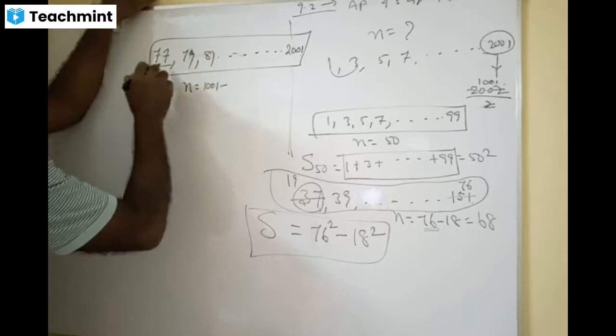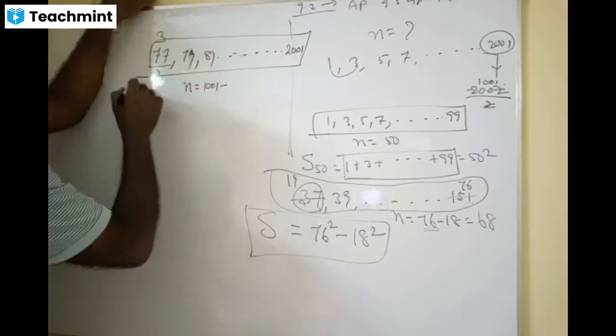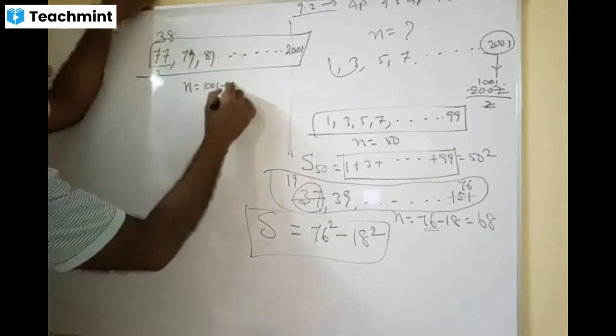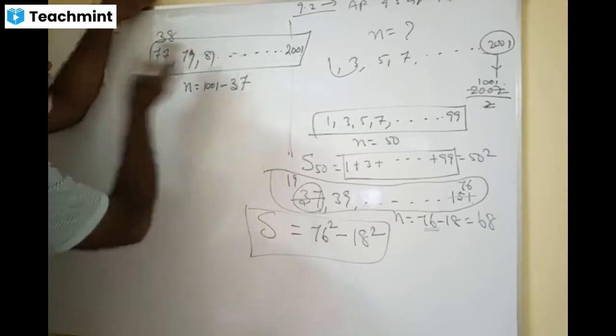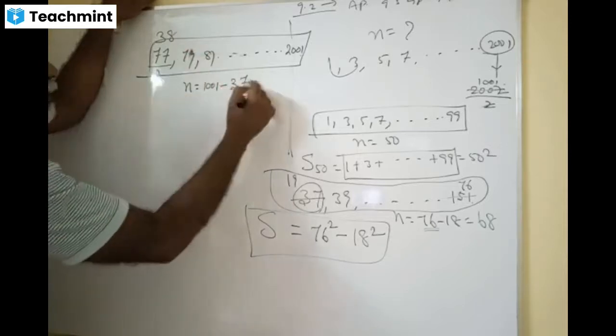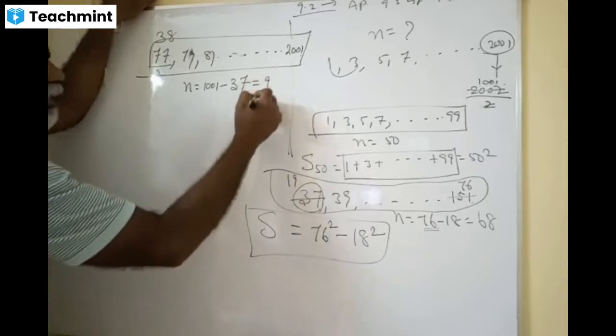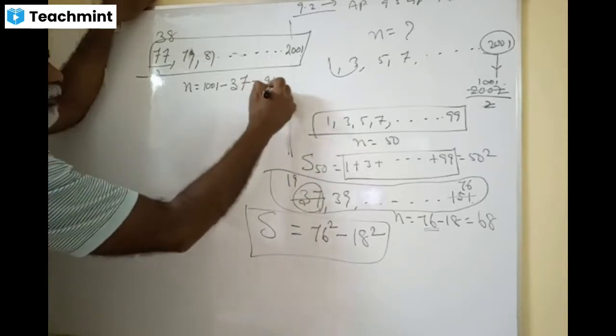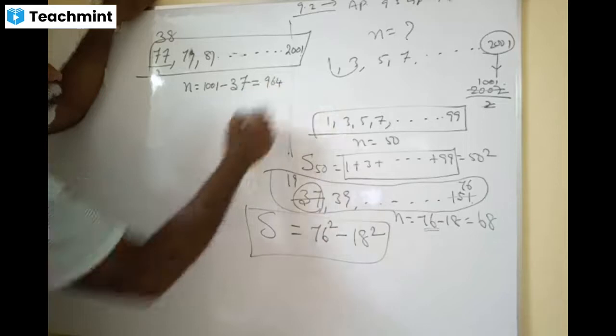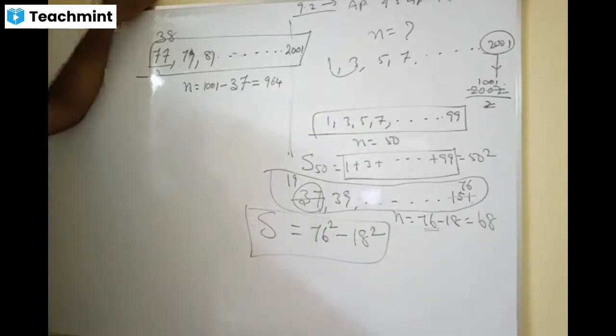78 by 2. 2 3s are 6, 2 8s are 38. So 38 or 37 terms are missing. Therefore, 1001 minus 37 is 964. This is your n.